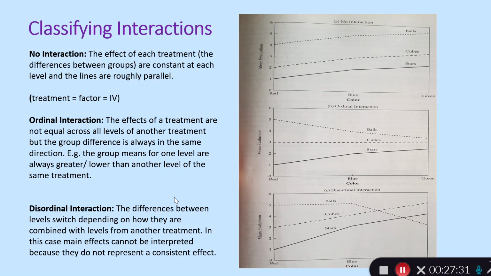When we have no interaction, then the effect of each treatment, that's the differences between groups, is constant at each level, and the lines will be roughly parallel. You can see in that top plot that it's an interaction plot where there is no interaction between the independent variables. Although the means are different for different groups, so the green mean is higher than the blue mean, which is higher than the red mean, for stars, for cubes, and for balls, the lines remain roughly parallel.